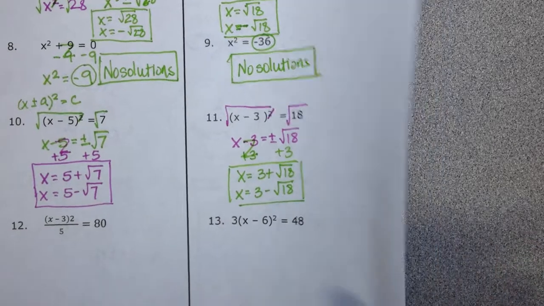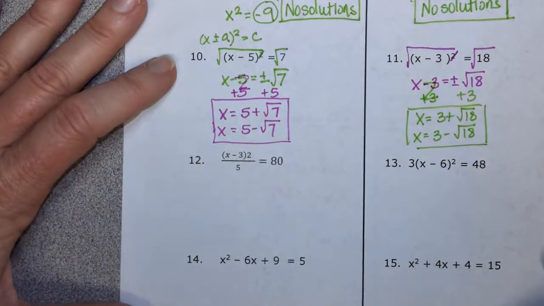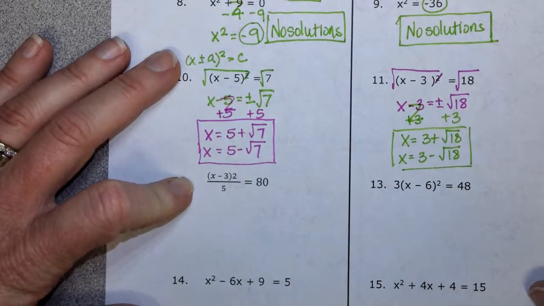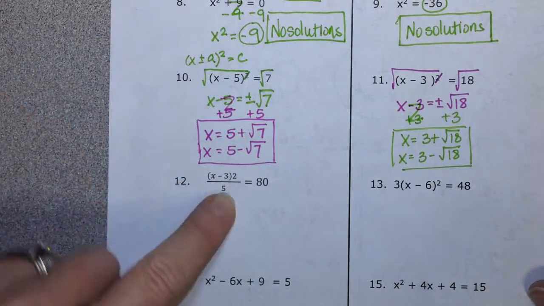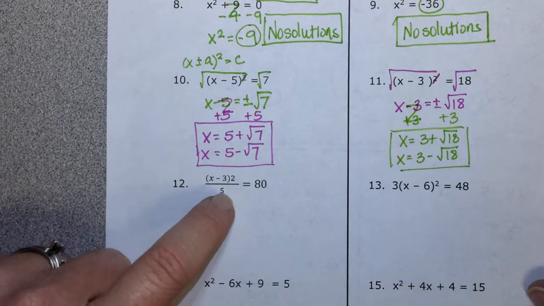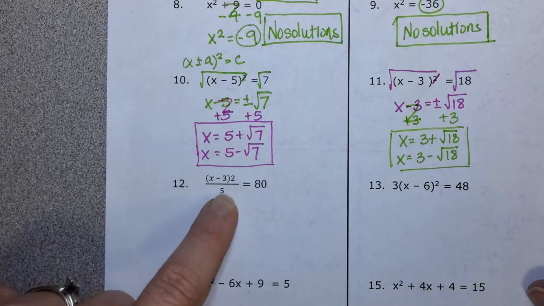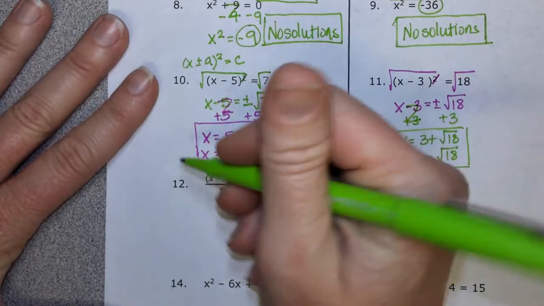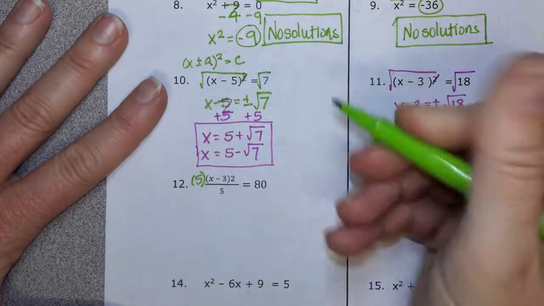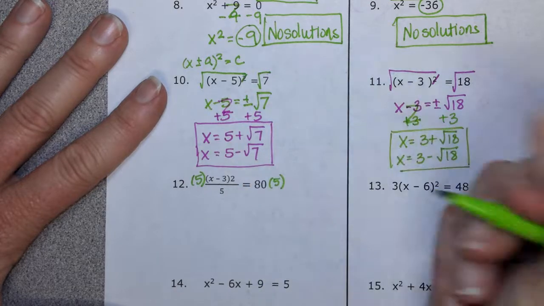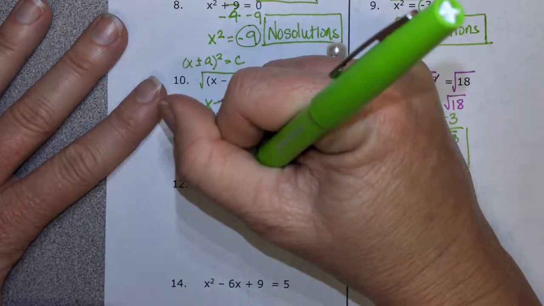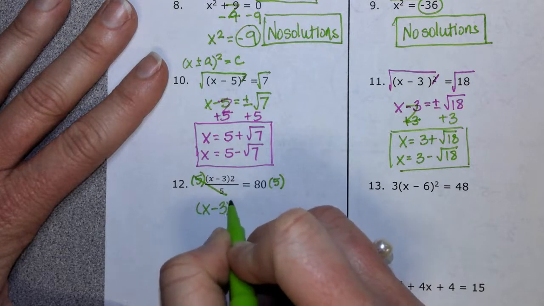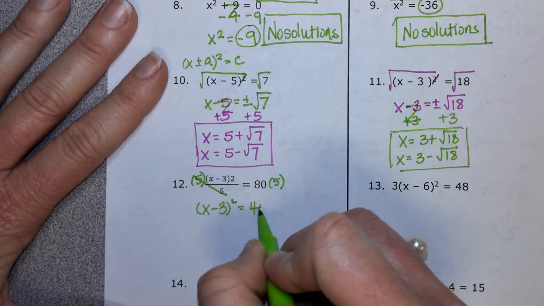Okay, now number 12. So 12 is almost like what I need it to be in order to use the square root method. The only thing that's different is that I'm dividing on this side by 5. And I want to get rid of that. So what I need to do is just multiply each side by 5 since multiplication undoes division. So that's going to cancel that out. So then that would leave me with x minus 3 squared equals 400.